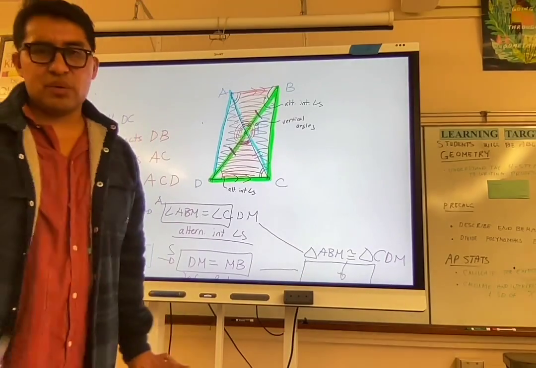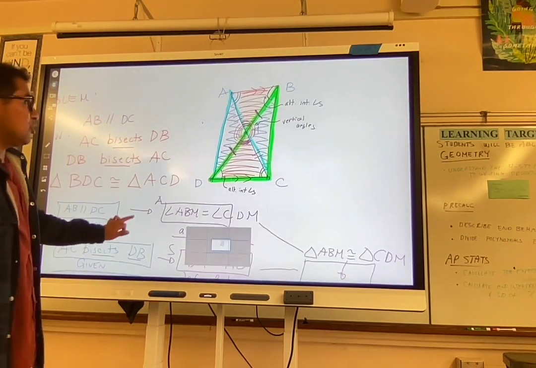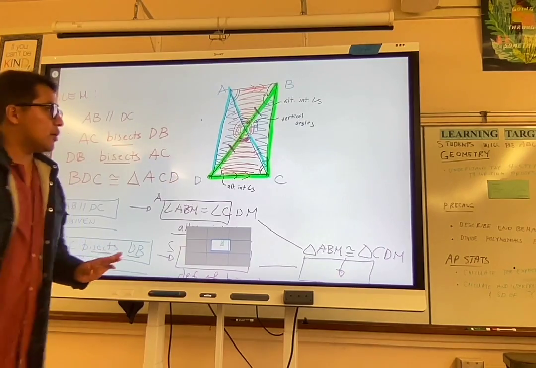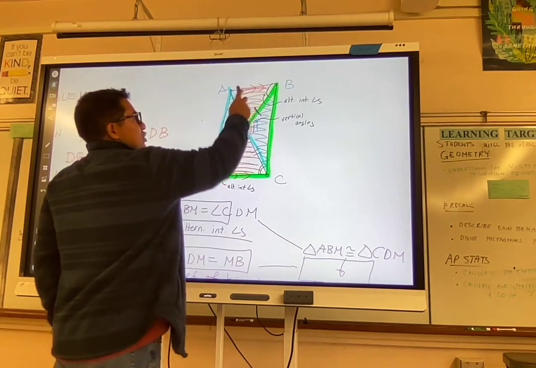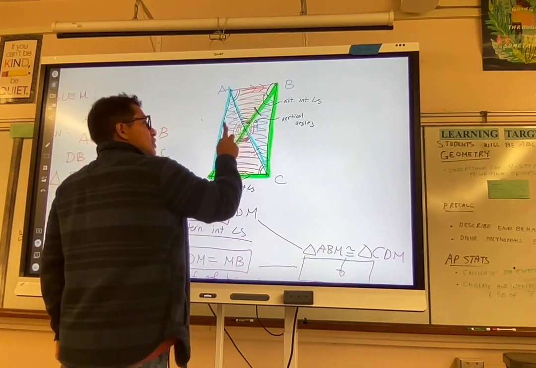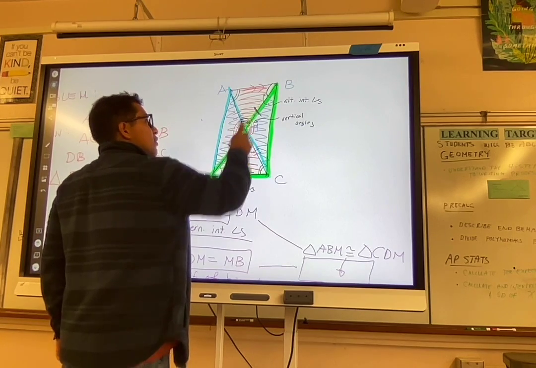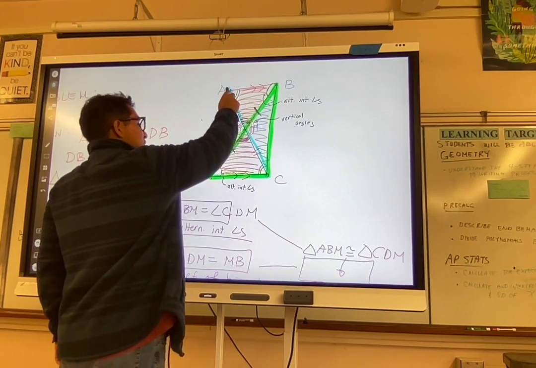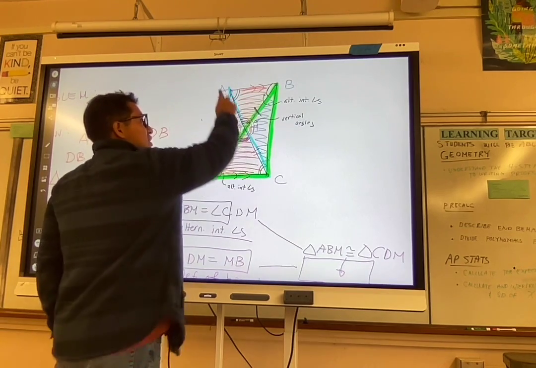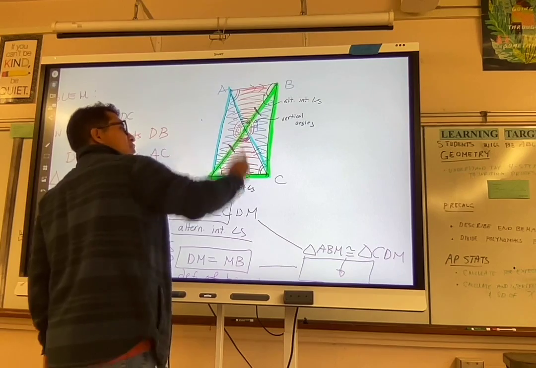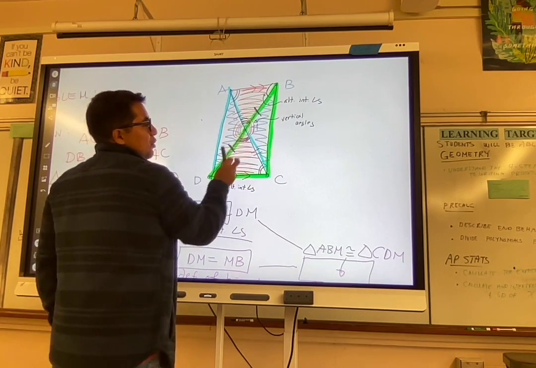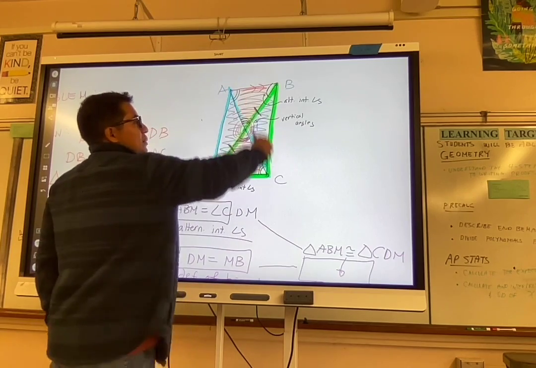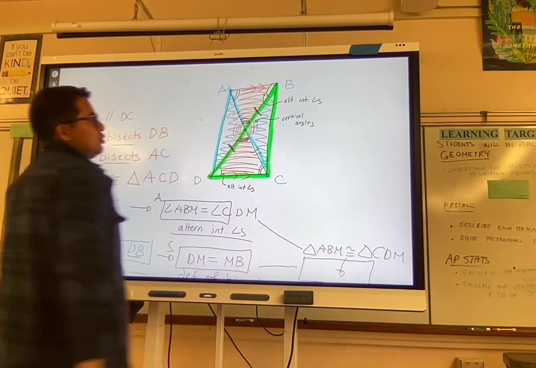I'm not sure where the video stopped, but so far we're here. So, the argument: we show that the 2 orange triangles are congruent. We show that the 2 blue triangles are congruent. Therefore, we can say that BDC is congruent to ADC. The big green one is congruent to the big highlighted blue one because both of them are made up of an orange and blue triangle respectively. This one's made up of 2 pieces, and that one's also made up of the same 2 pieces.